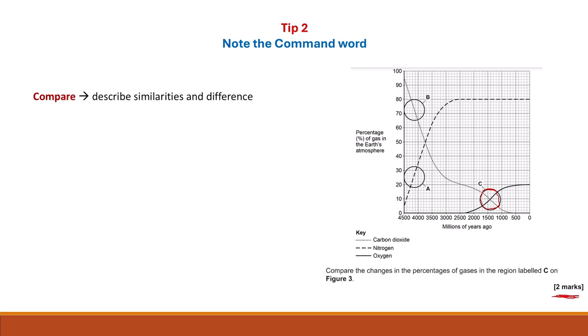And of these 2 observations, one of them has to be a similarity and the other one has to be a difference. So the difference is that the carbon dioxide decreased and the oxygen increased. The similarity will be that both of these changes are at the same rate. If they say describe, then you only need to say what happens. If they say explain, then you need to say why this happens.